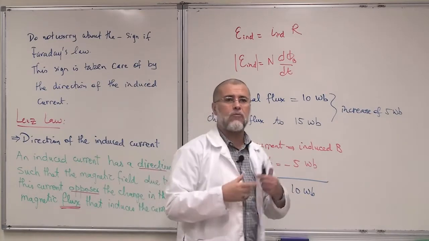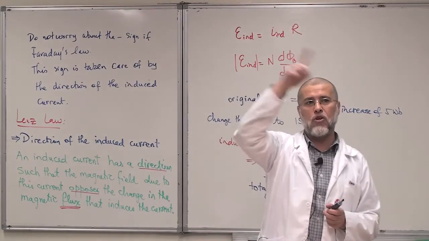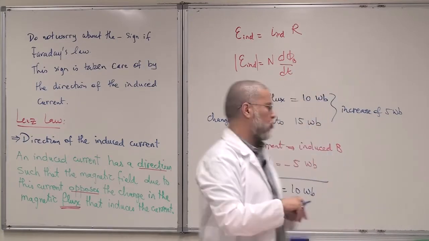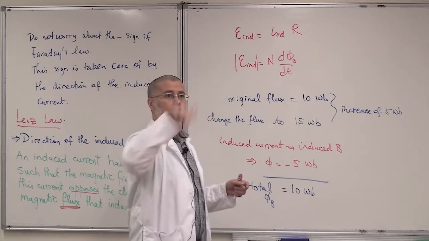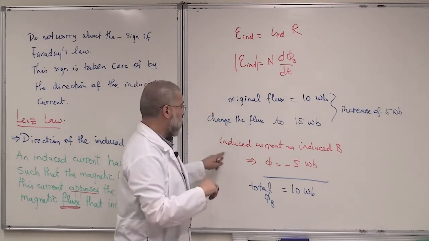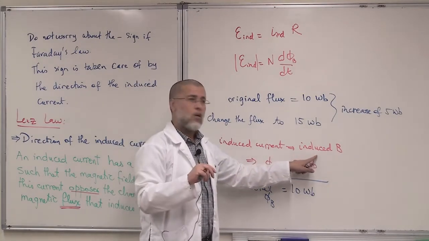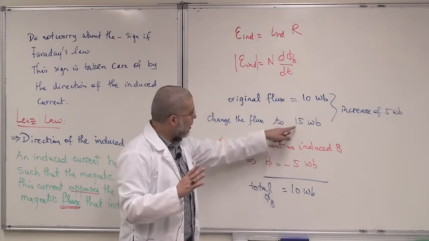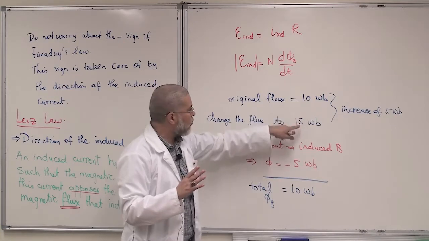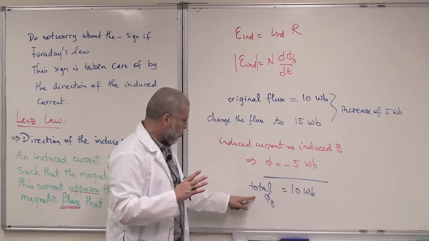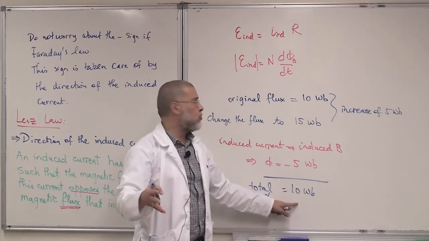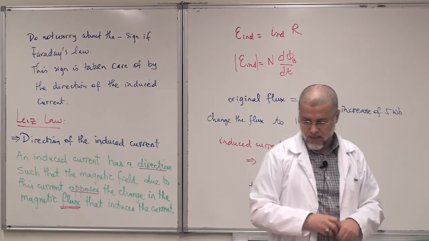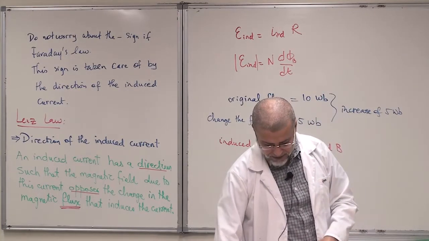Of course, the induced current means there's an induced electric field actually, which is going to move these electrons in your wire. So there will be an induced electric field, induced current, induced EMF, which is going to produce an induced magnetic field, which is going to produce a flux. This induced magnetic field equals minus 5 to oppose this increase of 5. The increase of 5 will be opposed, so the total flux will remain 10 Weber. That's the idea about this whole subject. I know this is not an easy subject, but this is the idea.